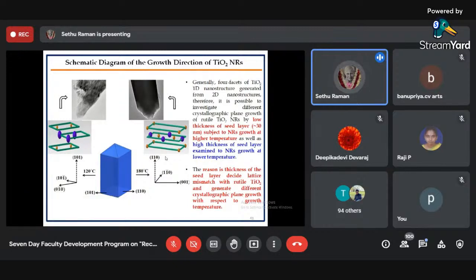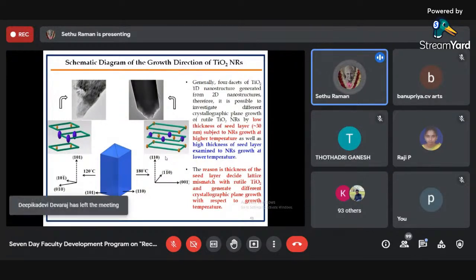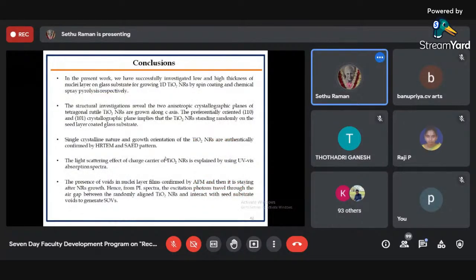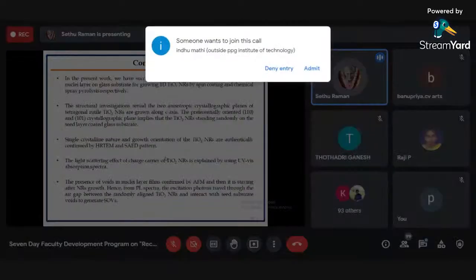So by simply controlling the parameters, growth temperature and seed layer thickness, one can easily grow different crystallographic orientations of TiO2 nanorods. From these experiments we concluded that at lower growth temperature the 101 crystallographic orientation is induced, and at high temperature the 110 crystallographic orientation is induced. Just the conclusion of this work: we have successfully investigated lower and higher thickness of seed layer on glass substrate for growing one-dimensional TiO2 nanorods by spin coating and nebulizer spray pyrolysis technique.